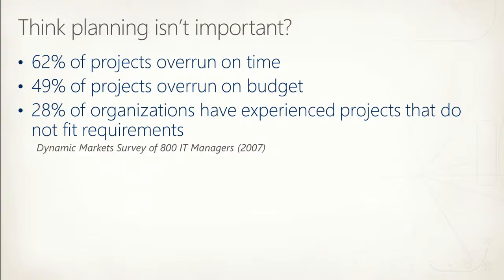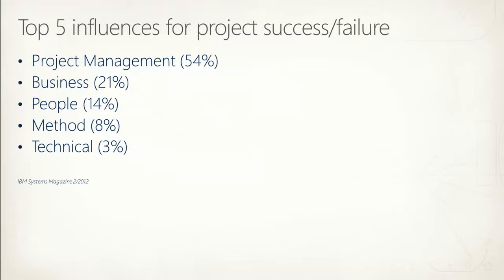I'm not just making that up, though. The statistics show, and these are legitimate real stats, pulled from 2007, but I would imagine if you were to pull them today, they're probably pretty similar, that over 62% of projects overrun on time, nearly half of projects overrun on budget, and 28% of organizations say the final project that's implemented doesn't fit the original business requirements. I bet if we were to poll the audience, all of us have been involved in at least one project that wasn't really great. I have.